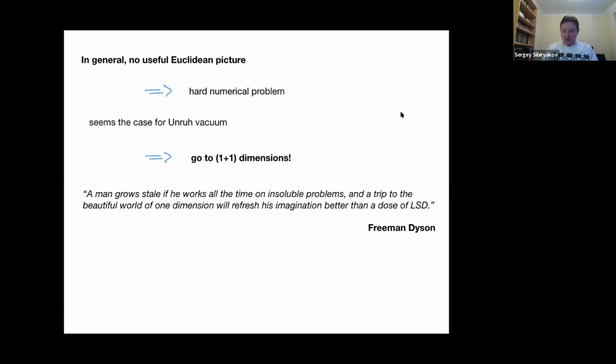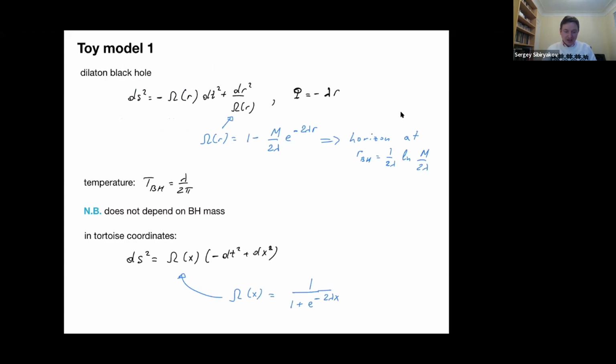And I cannot withhold citing Freeman Dyson here, that if we really face a very hard problem, let's simplify and go to one dimension, hoping that things will become much simpler, maybe not clearer. And indeed, that's what we try to do. We devised a toy model just to see how this formalism can be applied in some realistic context, or to some setup.